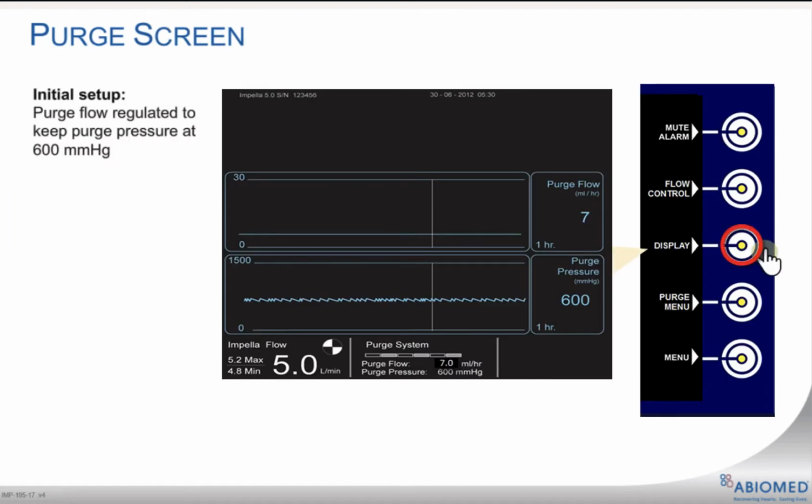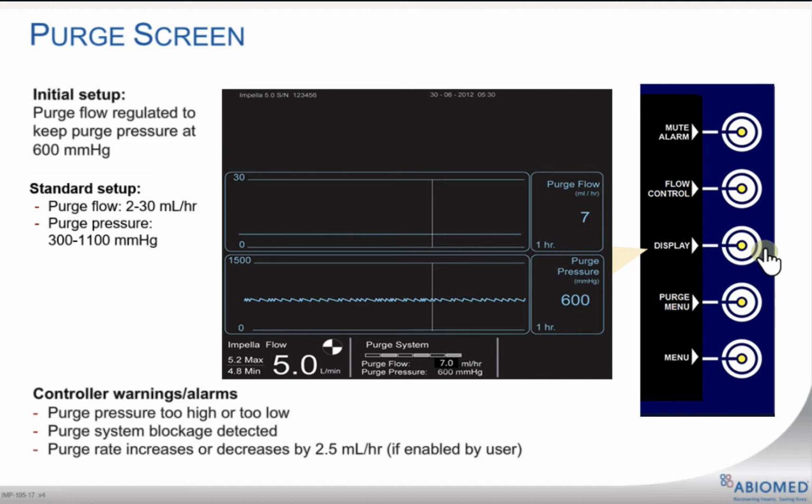The purge screen displays purge system information. In the central display area of the screen, the purge flow rate and purge pressure are displayed as a function of time. To the right of the waveforms, the current purge flow rate and purge pressure are displayed. The pressure sensor on the controller reads purge pressure from the purge disc and automatically adjusts the purge flow to stay within the specified range. The automated Impella controller issues an alarm if purge pressure is too high or too low, or if it detects a blockage.